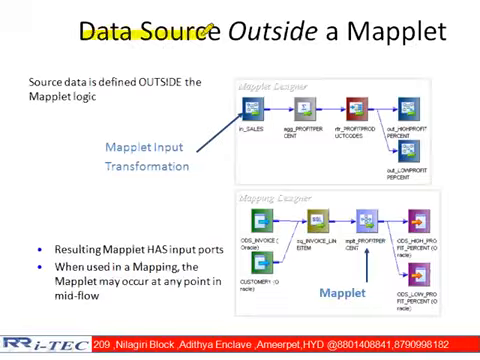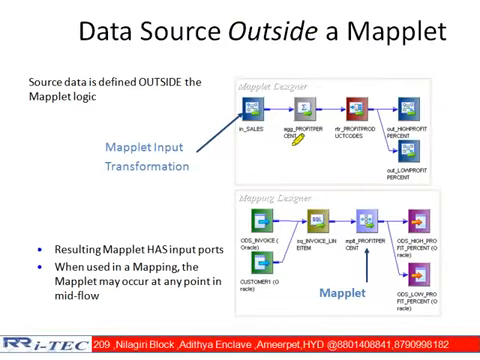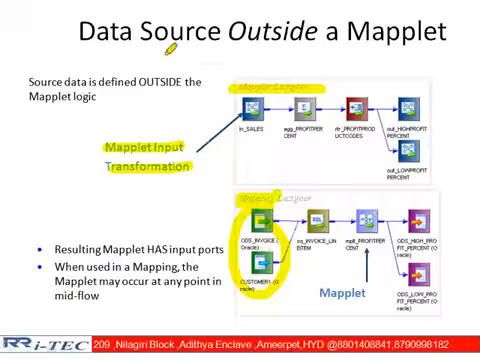Next one, data sources outside a maplet, how does it look? See this one, I have given here one line: simply use data sources outside a maplet. What is the meaning of that? The meaning is this diagram. In the maplet designer, I am creating a maplet input transformation. Where is this maplet input getting its inputs from? Inside the mapping, I am separately using sources. So are the sources available inside the maplet or outside the maplet? Outside the maplet. Hence we say data sources outside a maplet.